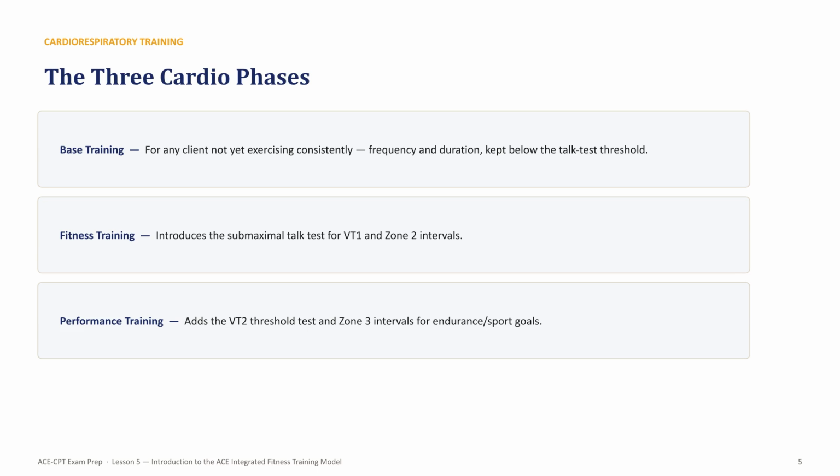Here, you add formal VT2 threshold testing and zone 3 intervals. This phase is really for clients with specific endurance or sport performance goals, not general health clients. Notice the progression: frequency and duration first, then submaximal testing, then true threshold work. That order matters for the exam.